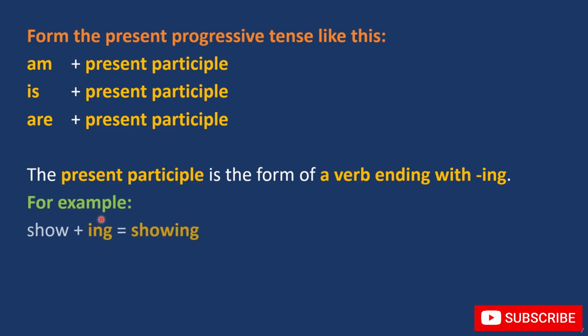Let's have some examples. When I use the verb show plus ing, it will be showing. Now this is the present participle. So I use am or is or are plus present participle, verb plus ing. It's very, very simple. Again, come plus ing will be coming. So now they are what? Present participle.